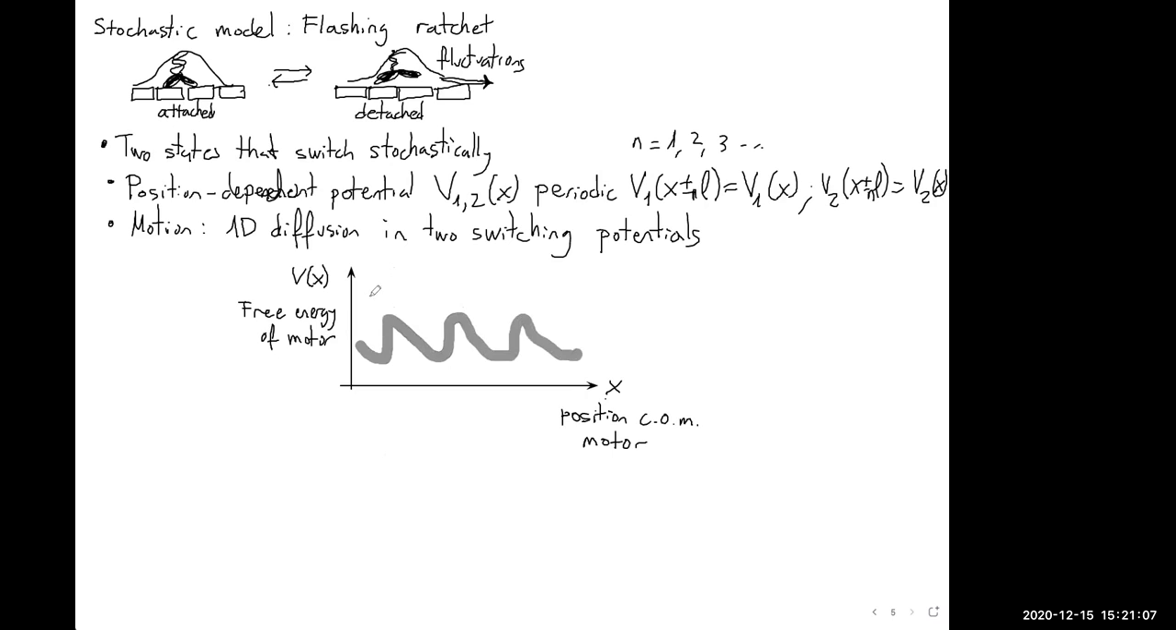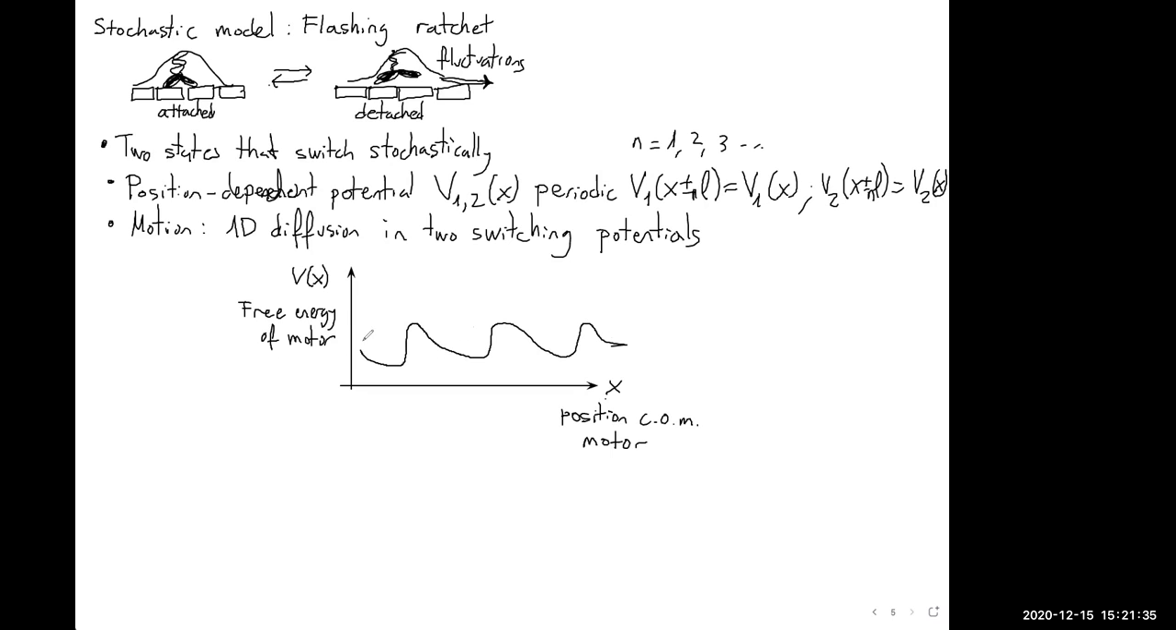Okay, this is one potential. Maybe it's a bit exaggerated. And the other one is as follows. Okay, I'm not very happy with this drawing, so let me do it a bit like this. So this will be one potential, like this, periodic.